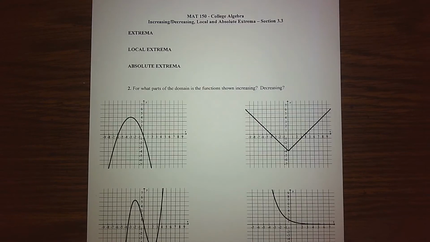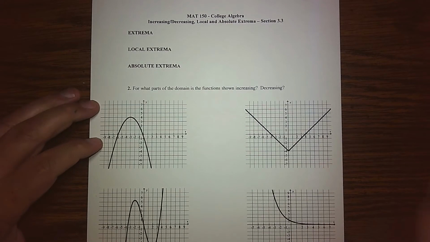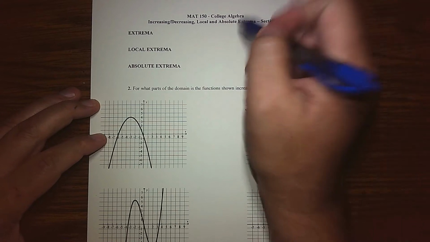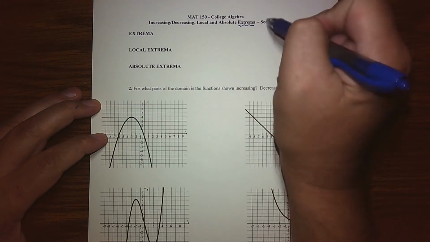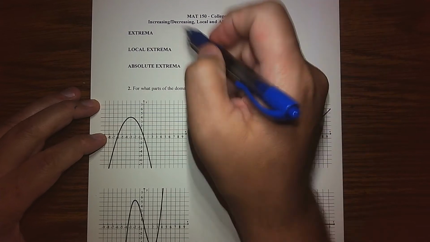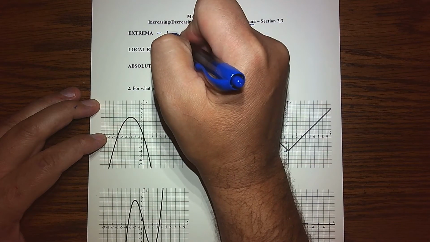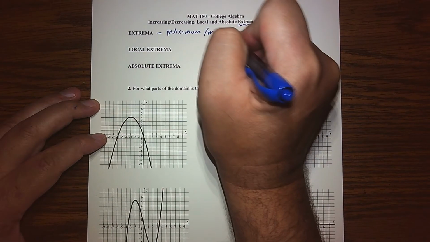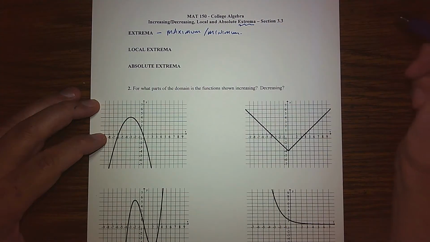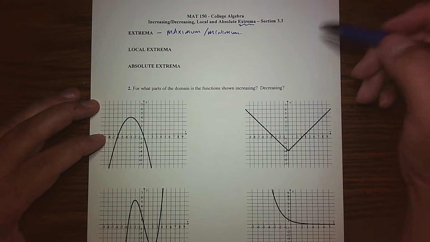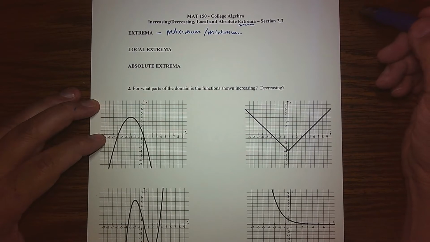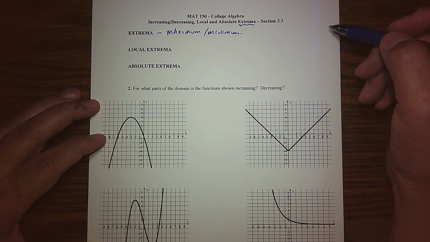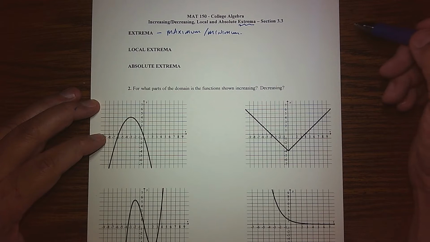So now that we've addressed increasing and decreasing, the next topic of discussion is what we call extrema. Now, to begin with, extrema is just a fancy way of saying maximum and minimum. All right, so when I say extrema, I'm talking about a max and a min. But it turns out that there are actually two different types of extrema. Sometimes they coincide, but generally they are different.